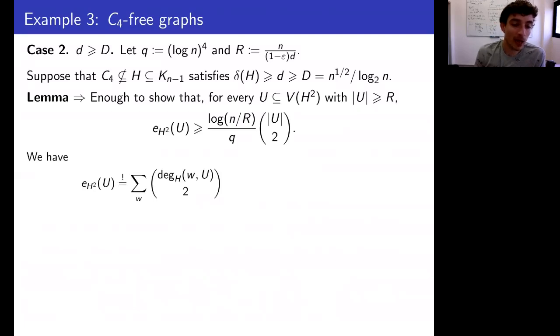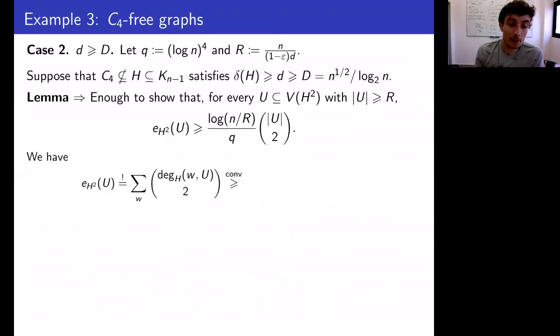What is the number of edges that H squared has in a set U? This is the number of pairs of vertices of U which are at distance exactly 2 in the graph H. So we're counting paths of length 2 between 2 vertices of U. Note that because the graph is C4-free, every pair of vertices of U can only be connected by one such path. And therefore, we can count the number of edges by looking at the middle vertex of the path. The vertex W is the midpoint of exactly the degree of W in U, choose 2, such paths.